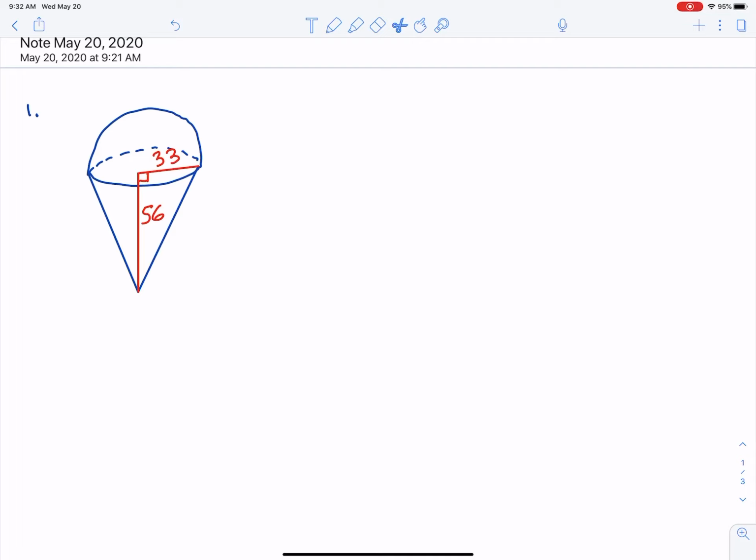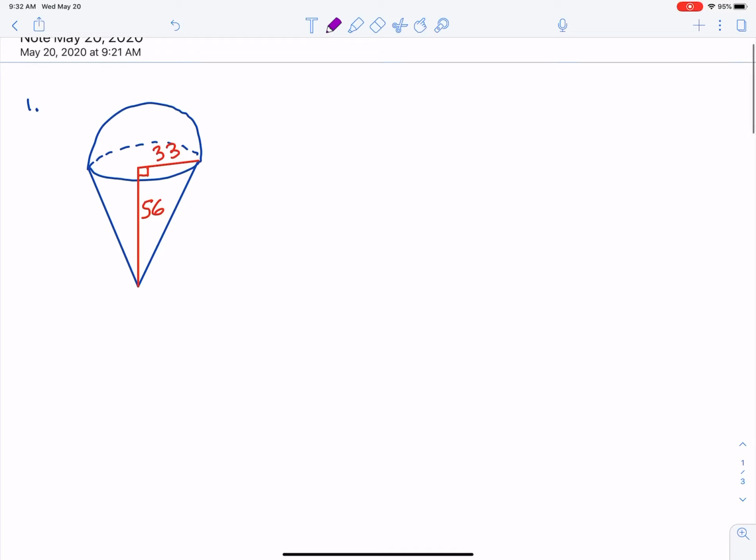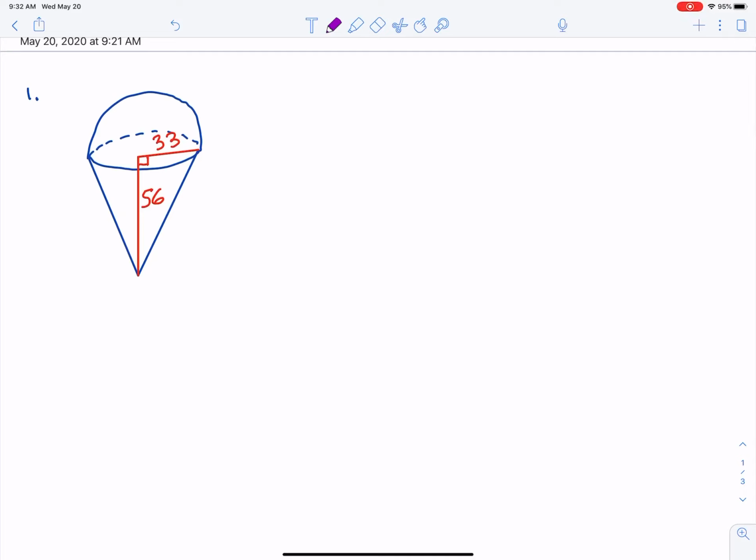We want to find the surface area of this figure. So in order to do this, I think you'd agree, I have two pieces I'm going to be adding. I'm going to be adding the lateral surface area of that cone, plus the surface area of that hemisphere, that half sphere. So I'm going to break this up into two pieces.